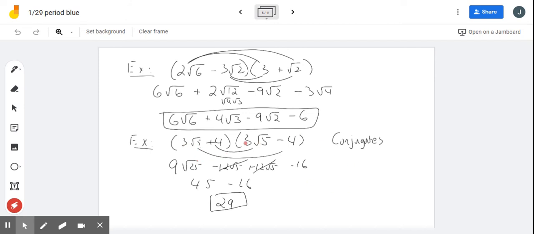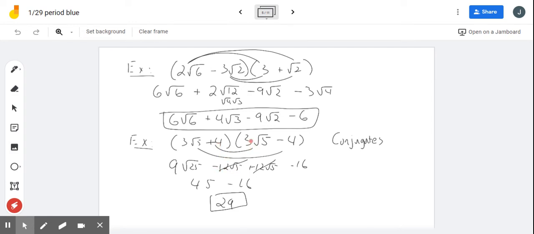So first times first, rational times rational. So 3 times 3 gives us the 9. Root 5 times root 5 gives us root 25. Well, the square root of 25 we can take. It's 5. 5 times 9 gives us 45. Now, outside times outside, rational times rational. 3 times negative 4 is going to be negative 12 root 5.